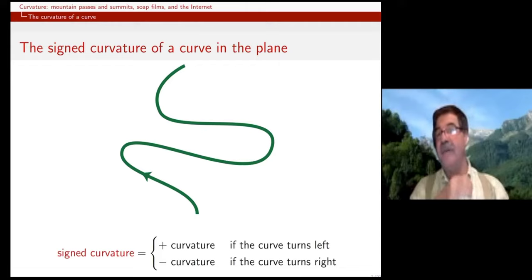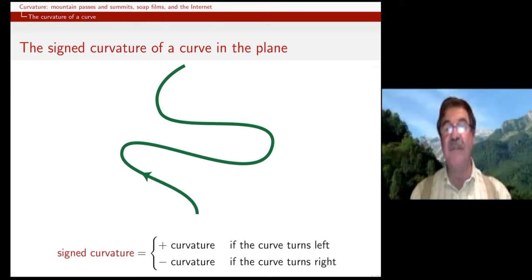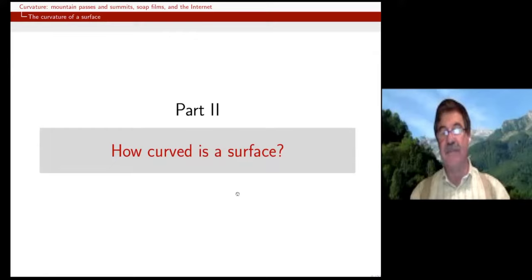But now let's go to something more complicated than the simple doodle on the screen like this. And let's consider a surface. Okay, so which kind of surface? Well, let's take an example, which is a mountain like this.